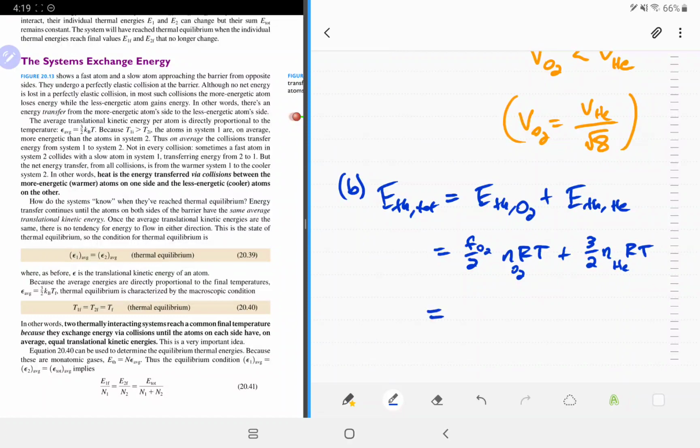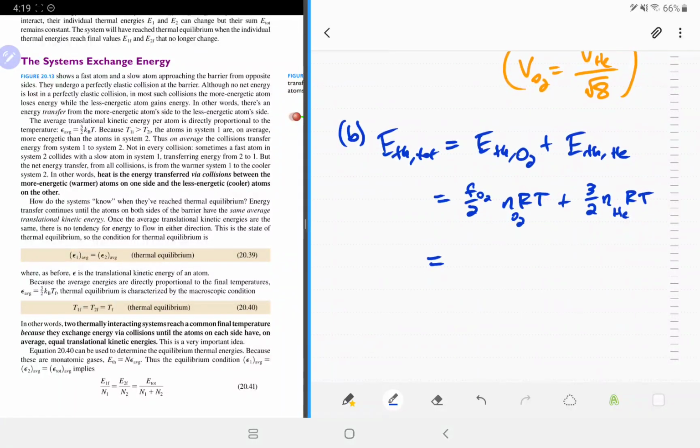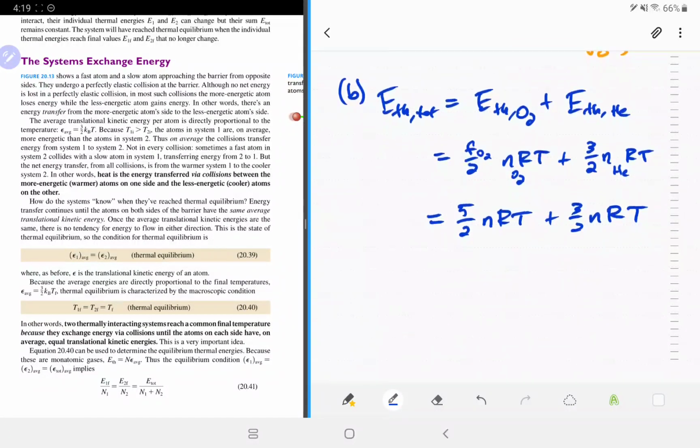Now remember, at room temperature, and this problem is talking about 300 Kelvin, so at 300 Kelvin, the number of degrees of freedom for O2 is 5. So 5 halves times 1 mole. I'm just going to say n is 1 mole. It's the same for both of these. So 5 halves nRT plus 3 halves nRT. So the total thermal energy here is going to be 8 halves nRT.